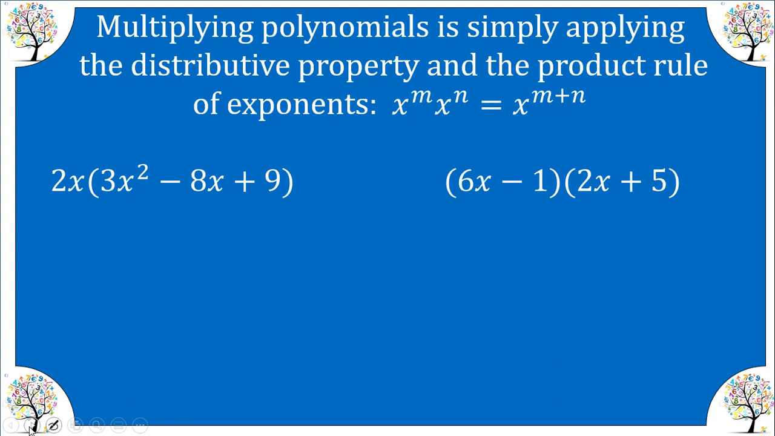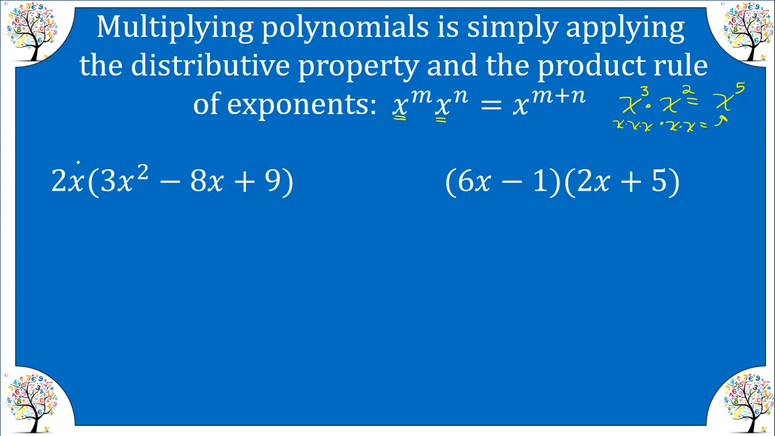We will also be using, as we said, the product rule for exponents. Remember, when you are multiplying like bases, you add the exponents to get your final result. So for example, if we have x to the third times x squared, we really have x to the fifth, because we have x times x times x times two more x's, so that gives us x to the fifth.